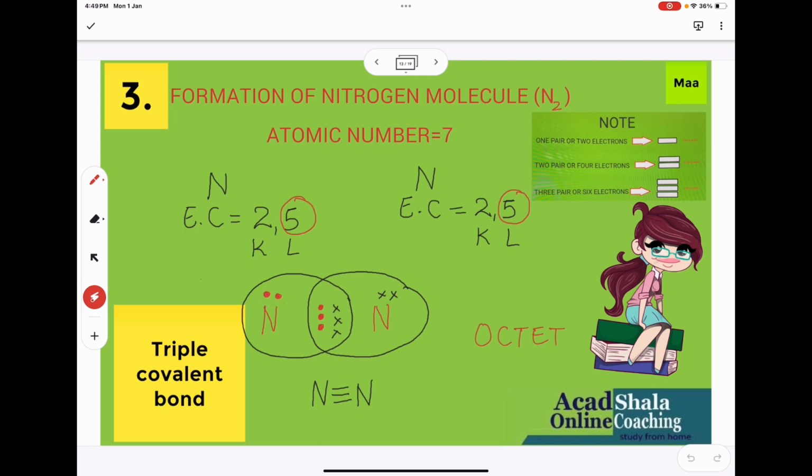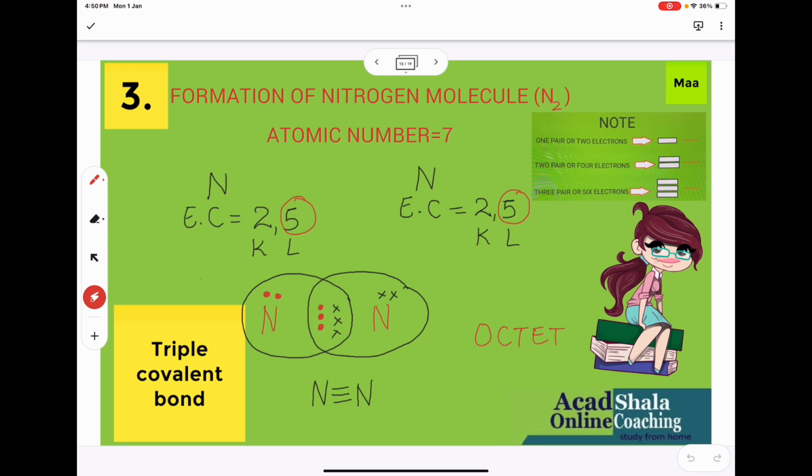Okay. Now, again, the same trick which we are following from the beginning. If there are 6 electrons or 3 pairs, it will form a triple covalent bond. So I will show it over here. Nitrogen, triple lines, and nitrogen. So the triple covalent bond formation is shown over here. So this is also done, the third example of a covalent bond.